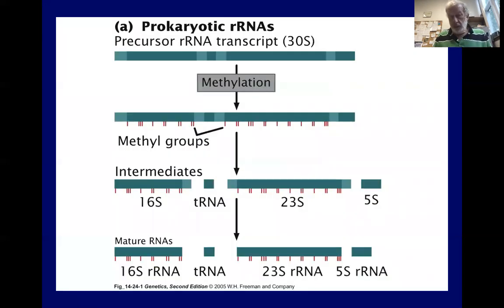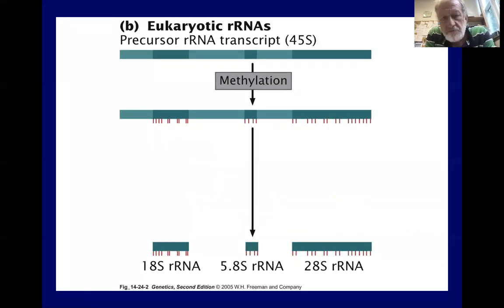And so when these ribosomal RNA genes are transcribed, we get a long, big RNA molecule. The parts that are going to be kept are largely methylated, as shown by these little red lines sticking down, and the stuff in between is degraded. And so we can see the intermediates, and then at the bottom we get mature ribosomal RNA: 16S RNA, 23S ribosomal RNA, and a 5S ribosomal RNA. And then in this case, a single transfer RNA molecule is in there as well.